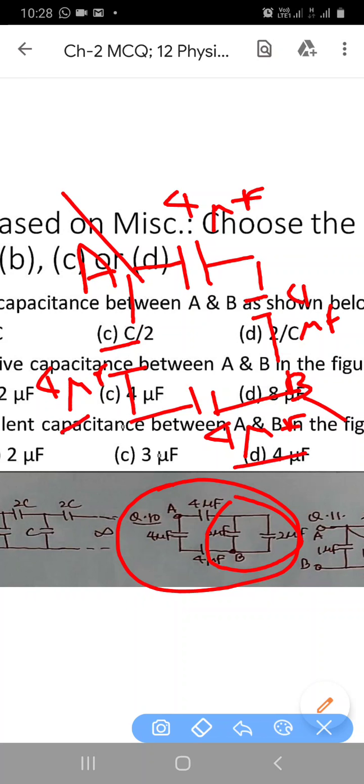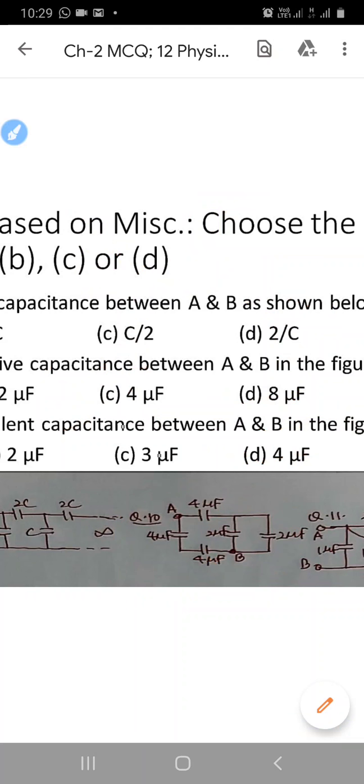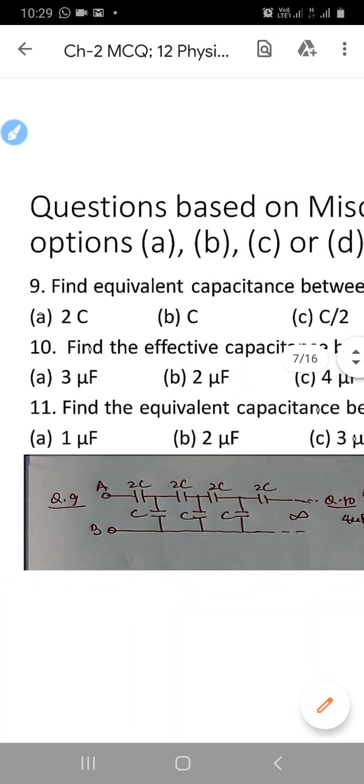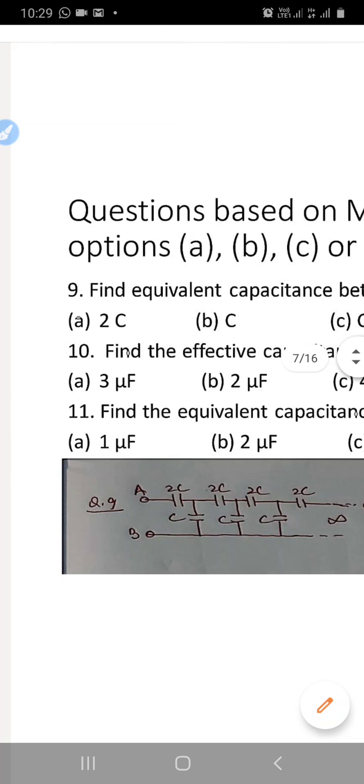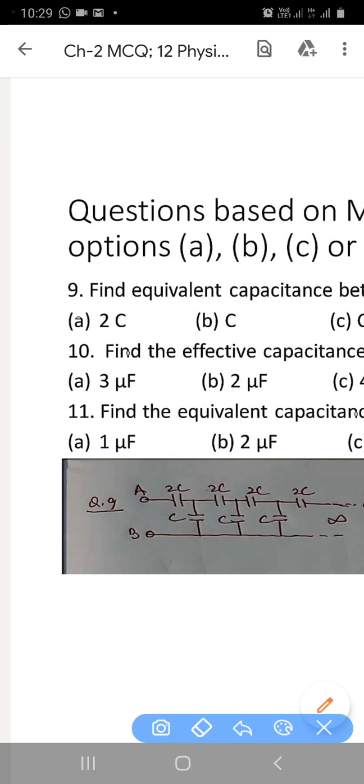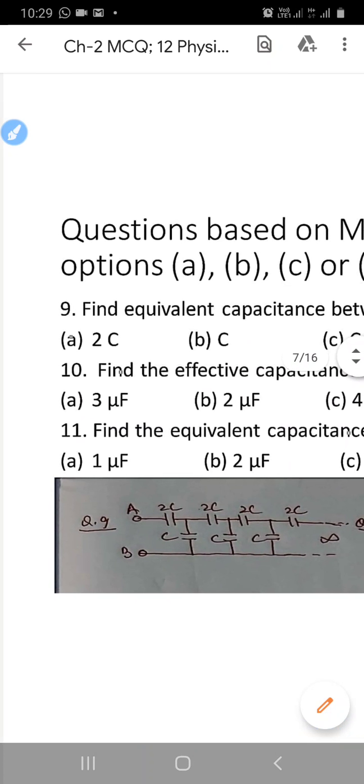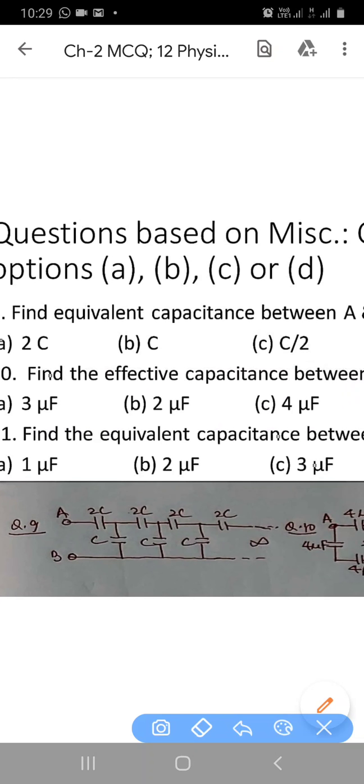and here this 4 and this 4 are in series, so 2 microfarad. So, the 2 microfarad and 2 microfarad will be in parallel, so the equivalent will be 4 microfarad between A and B. So, for this one, question number 10, option C is correct, 4 microfarad. Thank you so much.